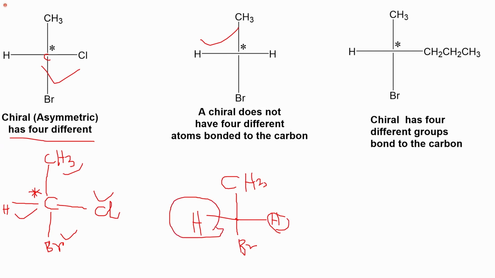So we know from the chiral center definition that this carbon has to be attached to four different atoms. Then only it can be called a chiral center. But here only three different atoms are attached to the molecule, and two of the other atoms are the same. So we cannot say it is a chiral molecule. Like here also we have written, it does not have four different atoms bonded to the carbon. This is not a chiral molecule.